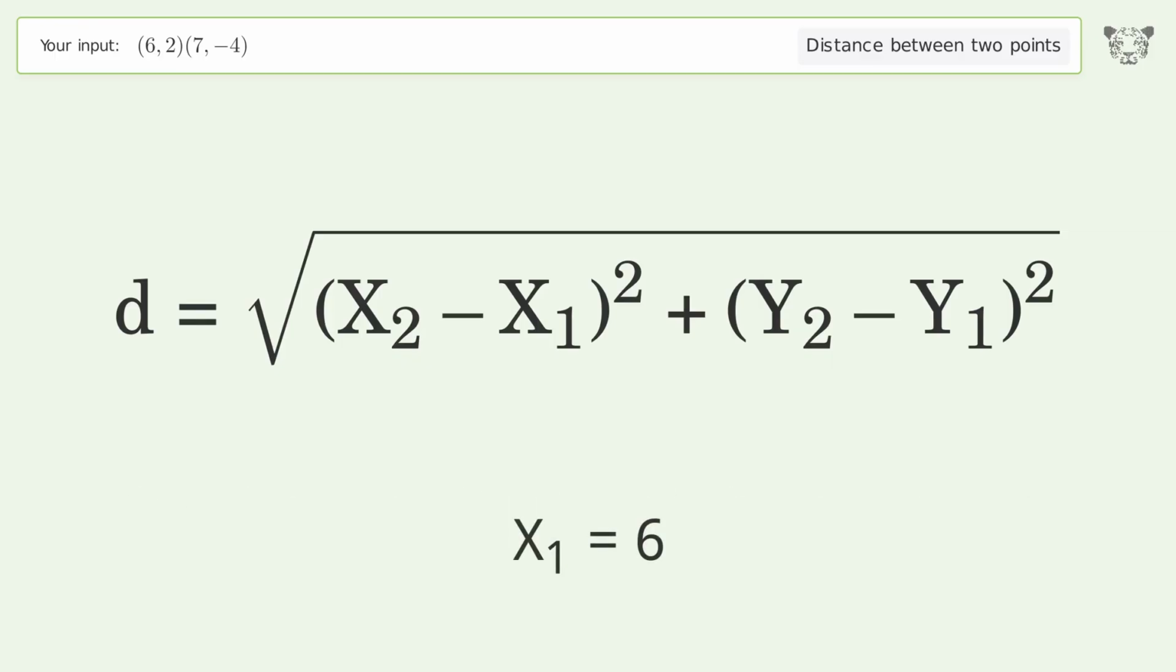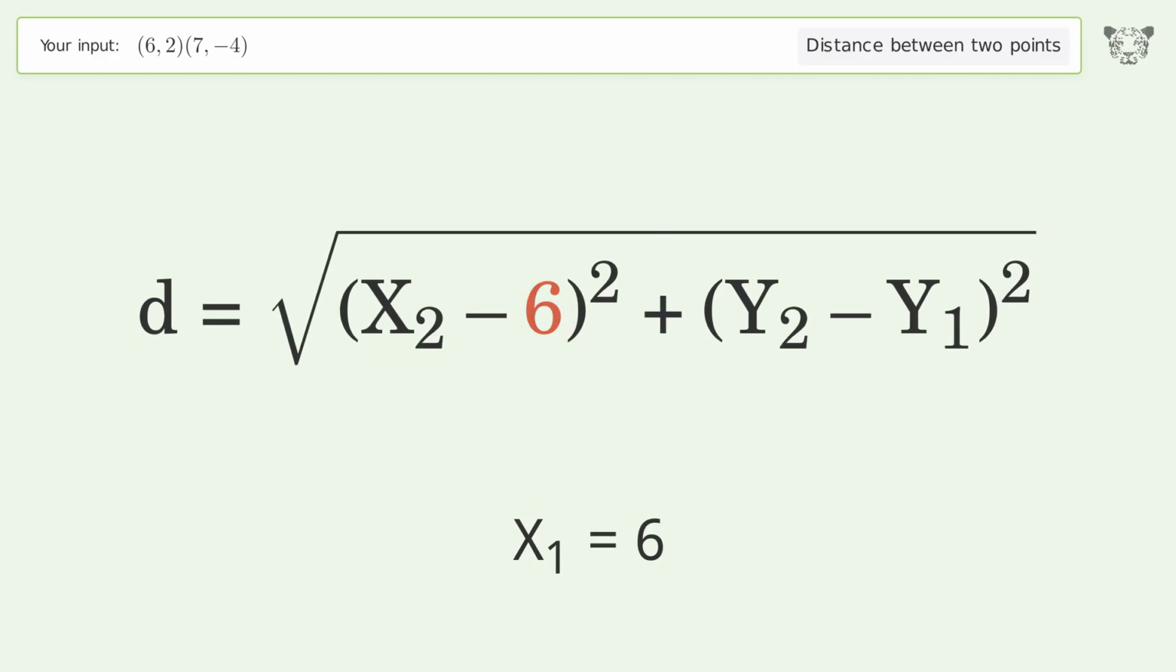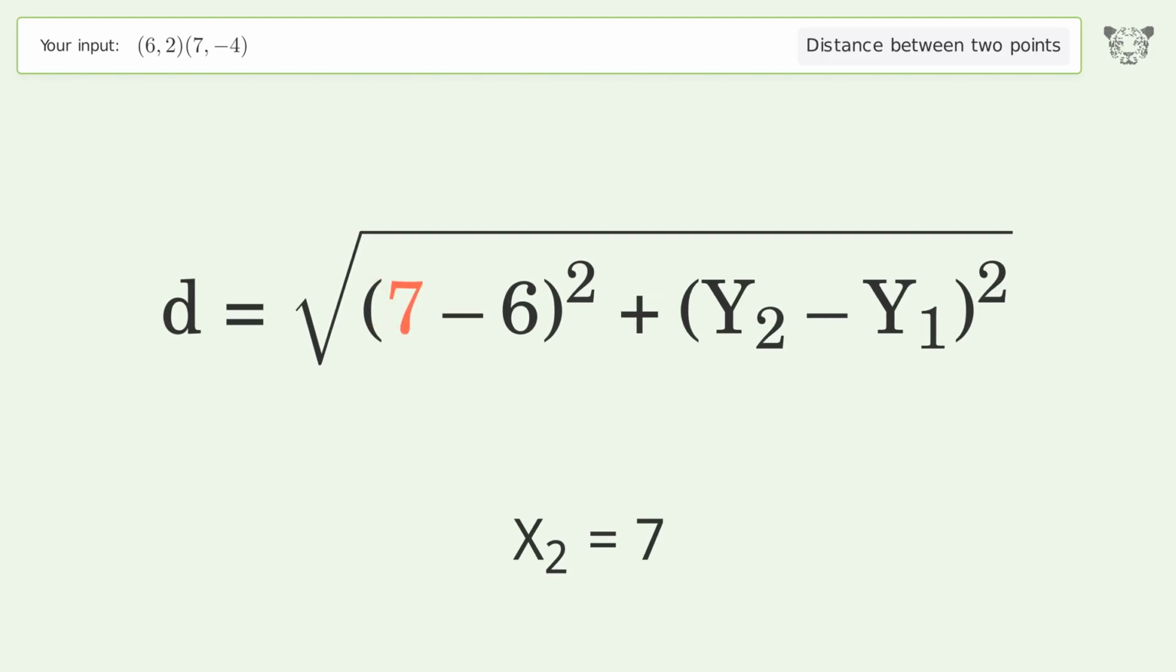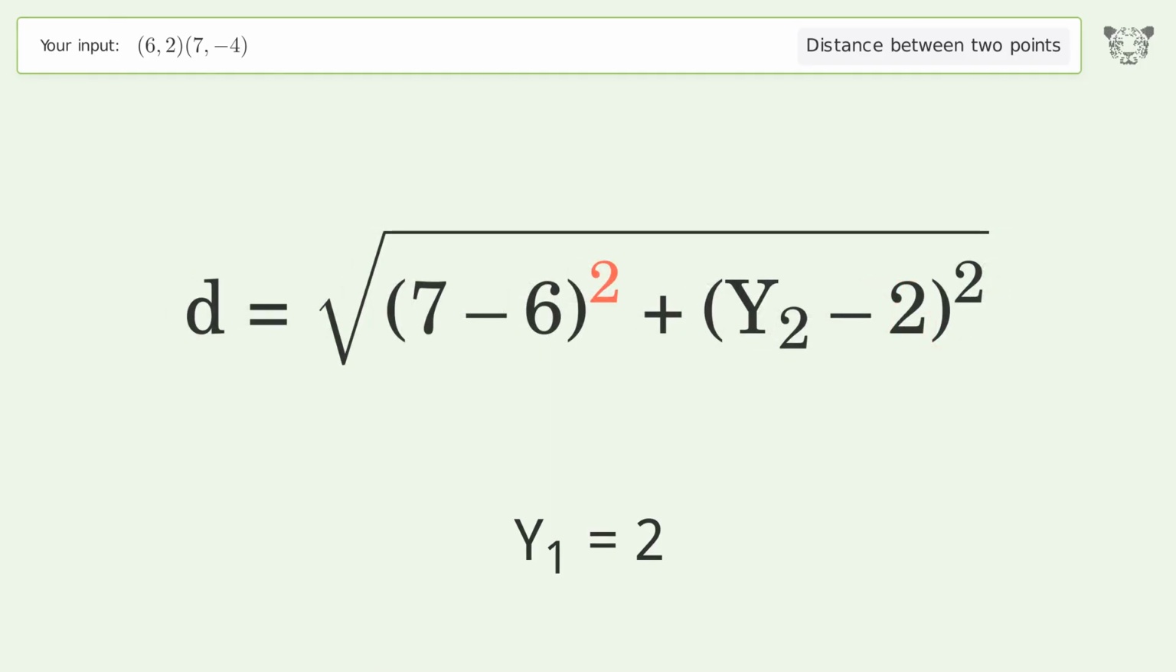x1 equals 6. x2 equals 7. y1 equals 2. y2 equals -4.